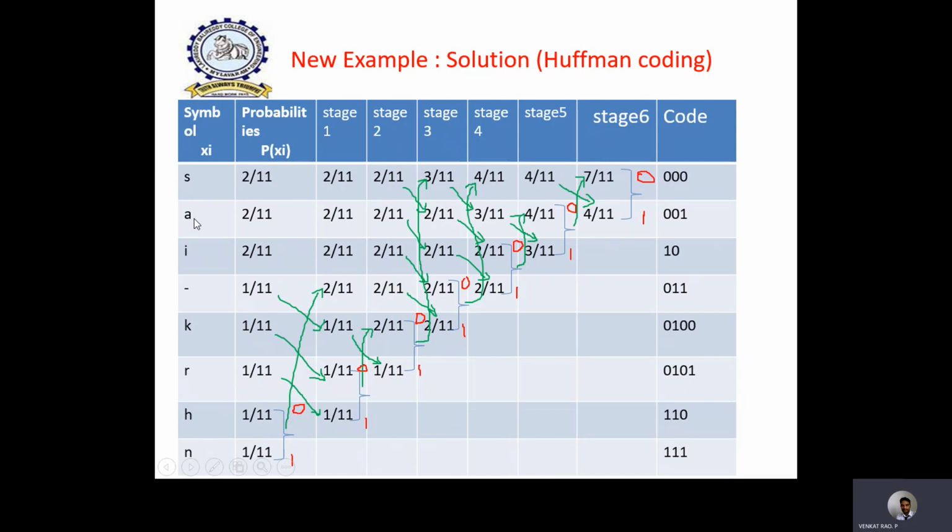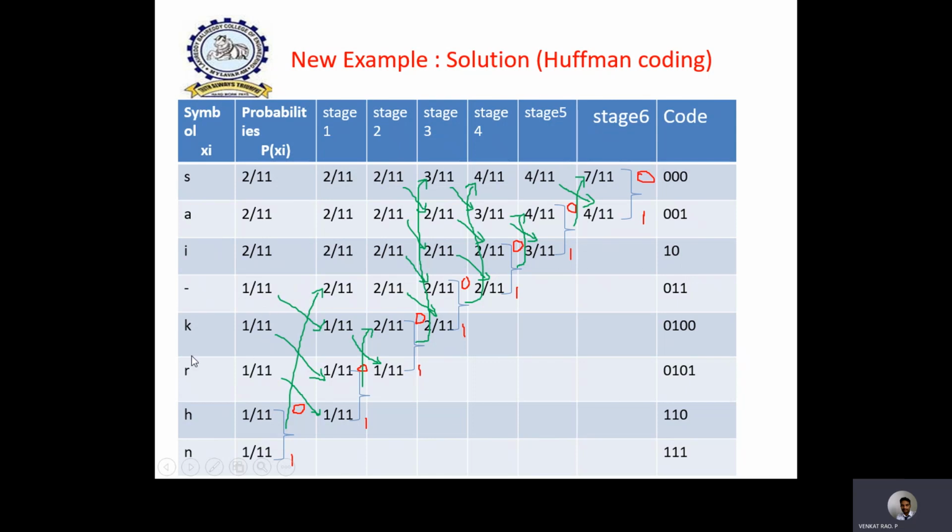Next, for letter A, it is moved to here and here. So 1, 0, 0. Reverse way 0, 0, 1. Similarly, for letter I, it is moved to here 0. It is moved to here. No code is assigned, and moved to here 1. Sorry. Again, let us see. For I, 0, 1. Reverse way 1, 0.